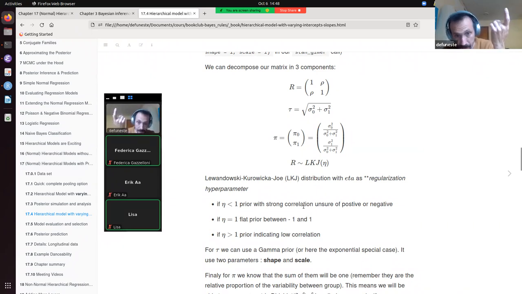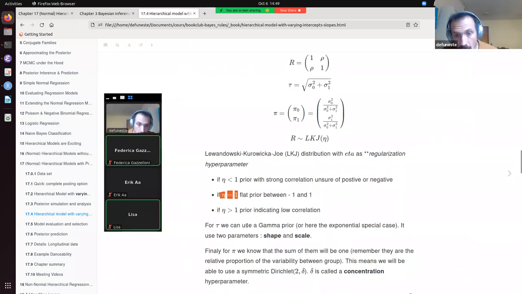But you don't know if it's positive or negative. I don't know, it seems weird in reality, but maybe it's happened. The one we always use is a flat prior. So the Lewandowski-Kurowicka-Joe (LKJ) distribution is just a flat prior between minus one and one. And if it's bigger than one, it's basically a bell curve, meaning we have a low correlation. Our prior says we know there's a correlation, but it's not too big.